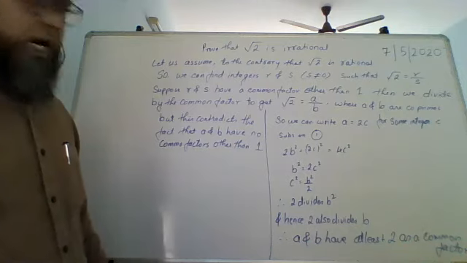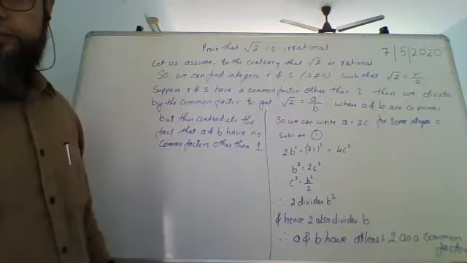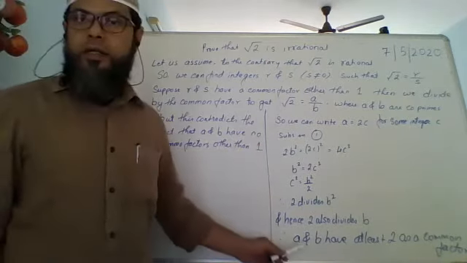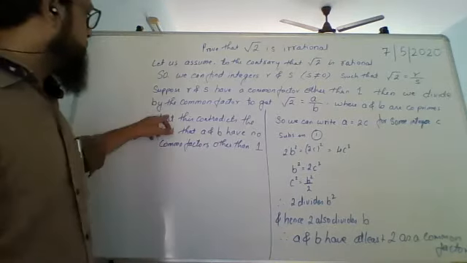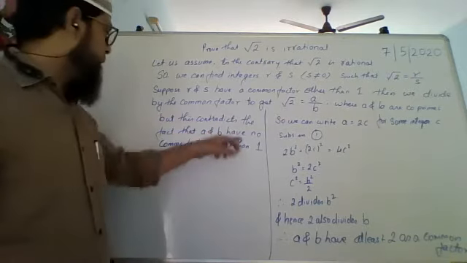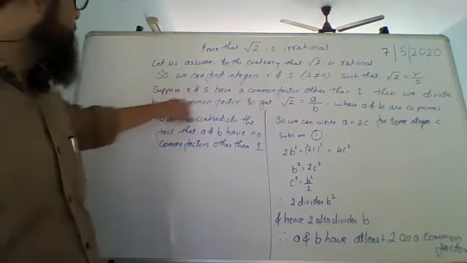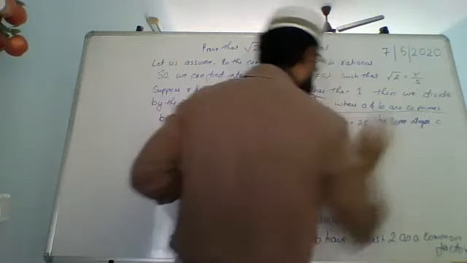A and B have at least 2 as a common factor. Okay, so we have come till here. Therefore, A and B have at least 2 as a common factor. But this contradicts the fact that A and B have no common factor other than 1, because we had shown over here that A and B are co-primes.